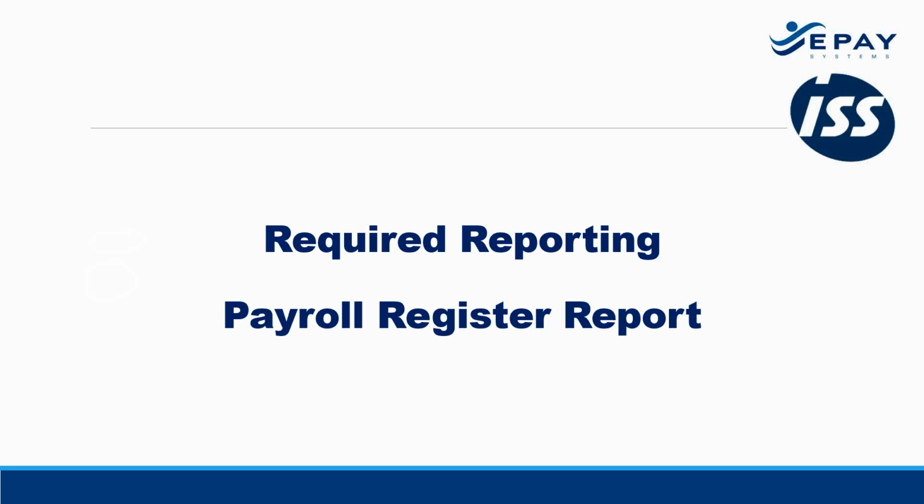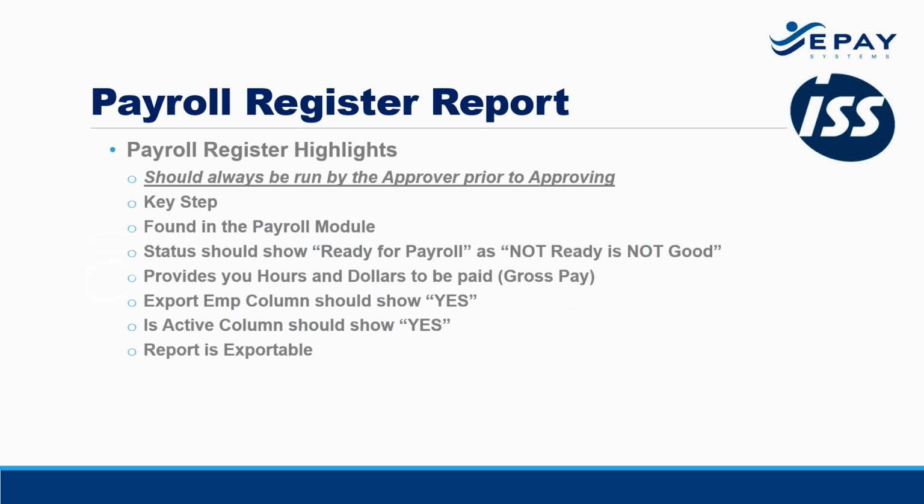So some highlights of this report, like I said, it should always be run by the approver, should always be a key step in the process, and it's found in the payroll module. It's another reason why editors and submitters can't run this, because approvers have access into that payroll module. And then you can actually go in there and see who's ready for payroll and who's not ready. That alone is the most important piece here.